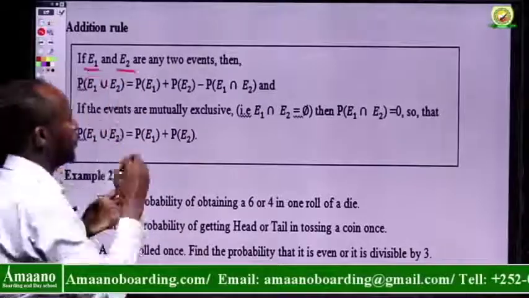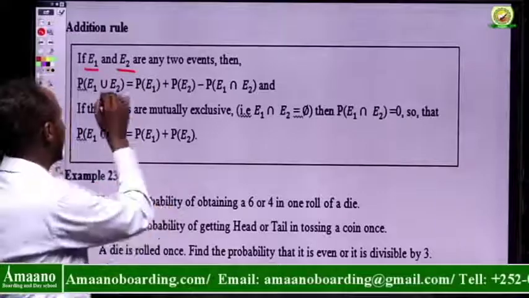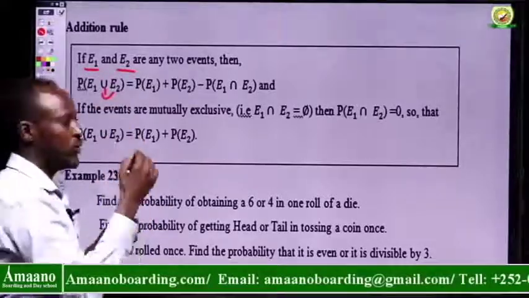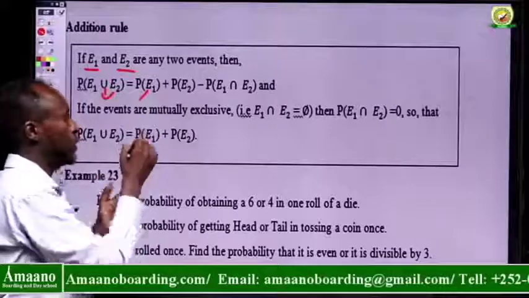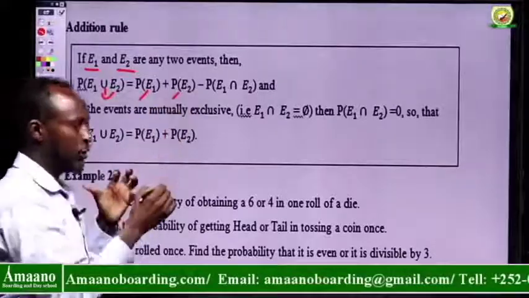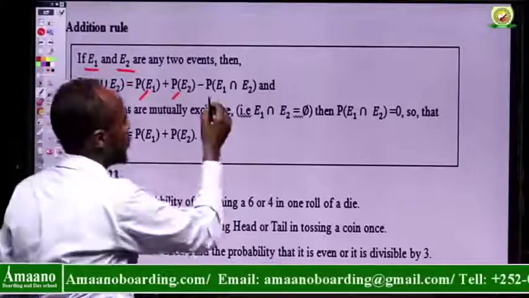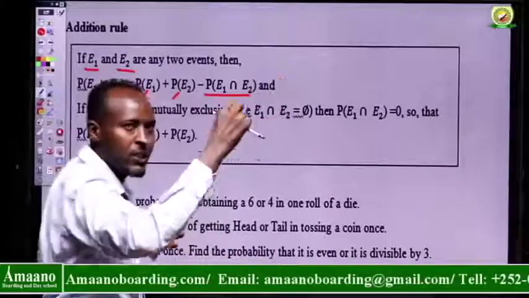If E1 and E2 are two events, then union, that's or, it's addition. Probability of E1 union E2 will be probability of E1 plus probability of E2. If they are non-mutually exclusive events, there will be sharing elements, and we will subtract the intersection elements.